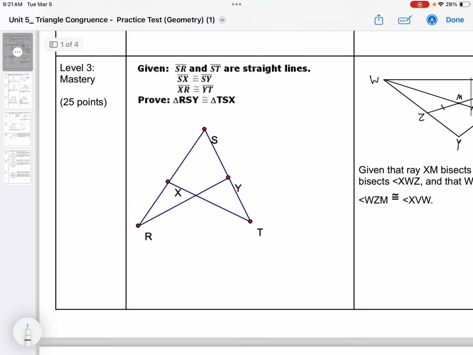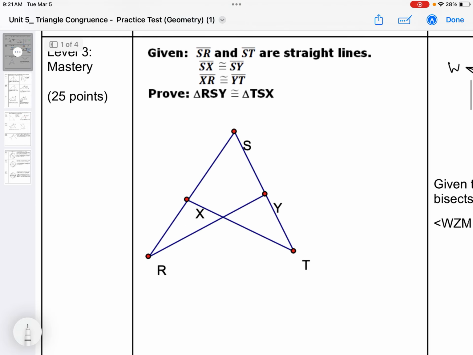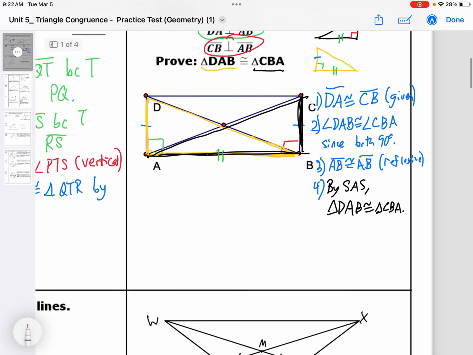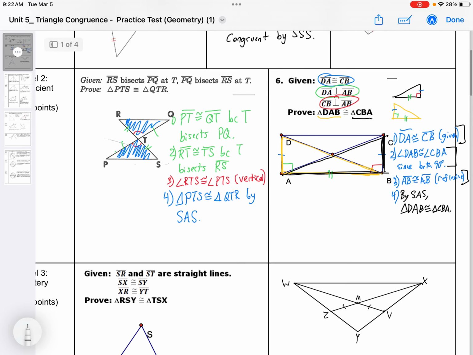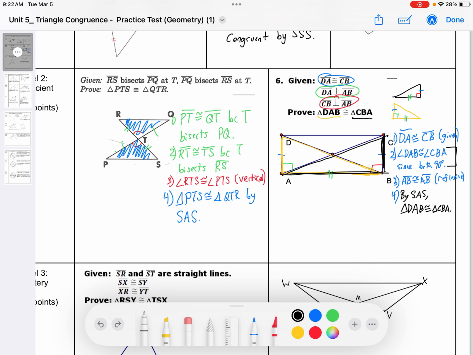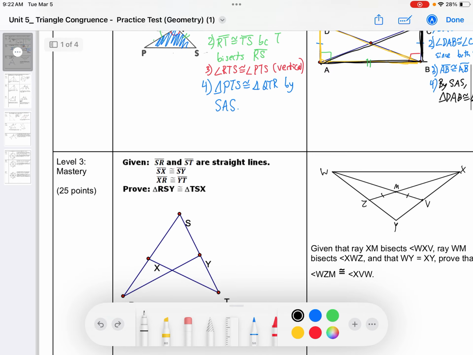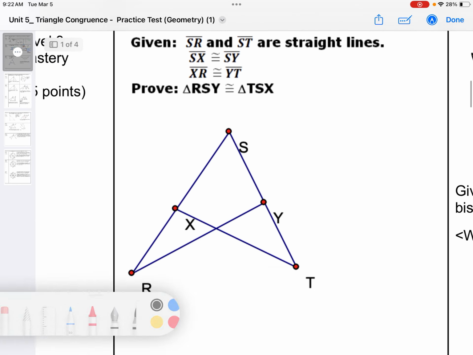Level 3. This is where you start doing the exact same thing as before, but you start applying a little bit more of your own extra knowledge to it. With this one, everything that was needed to do SAS was really just given to you. You were given that these two angles are 90 degrees. You were given this. AB is congruent to itself because, of course, everything is congruent to itself. But in the next one, you're going to have to think a little bit more and add a little bit of your own extra pizzazz to it.